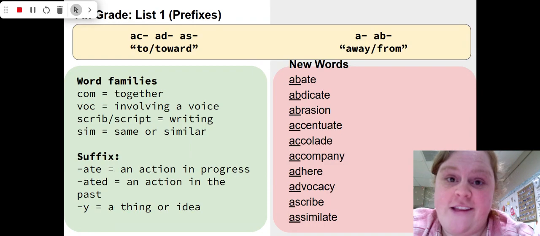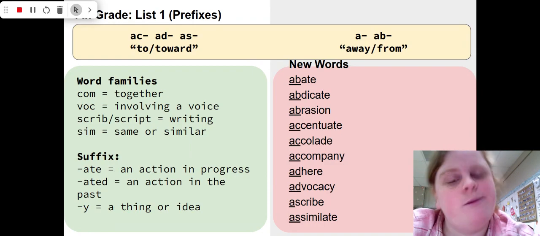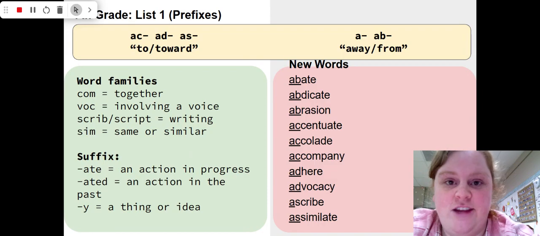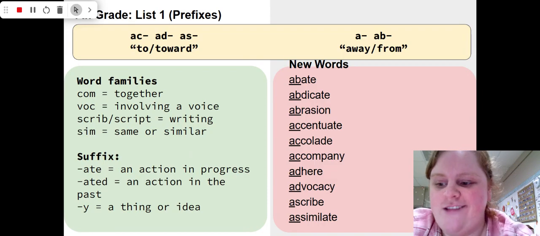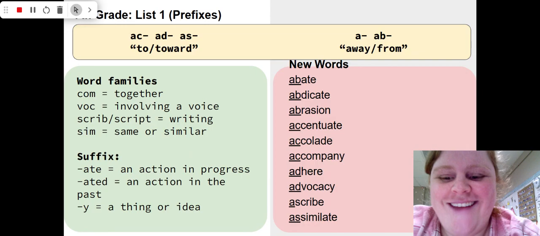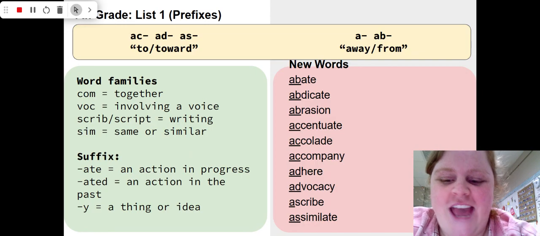And then you're going to see suffixes, which come at the end of a word. Not all words have them, but you're going to see ate, which makes the word an action in progress. Ated, which makes the word mean an action in the past. Or just the letter Y, which makes the word mean a thing or idea. So our words are abate, abdicate, abrasion, accentuate, accolade, accompany, adhere, advocacy, ascribe, and assimilate.